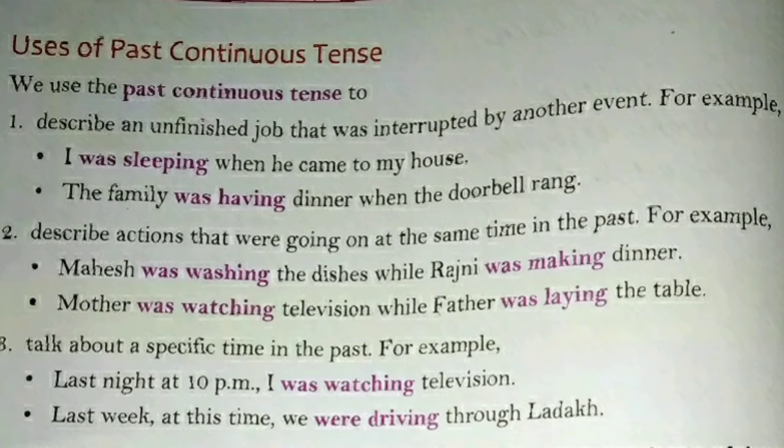We use the past continuous tense to describe actions that were going on at the same time in the past. For example, Mahesh was washing the dishes while Rajni was making dinner. Mother was watching television while father was laying the table. Here, two actions were going on at the same time. We also use the past continuous tense to talk about a specific time in the past. For example, last night at 10 p.m., I was watching television. Last week at this time, we were driving through Ladakh. Here, the exact time in the past is mentioned.